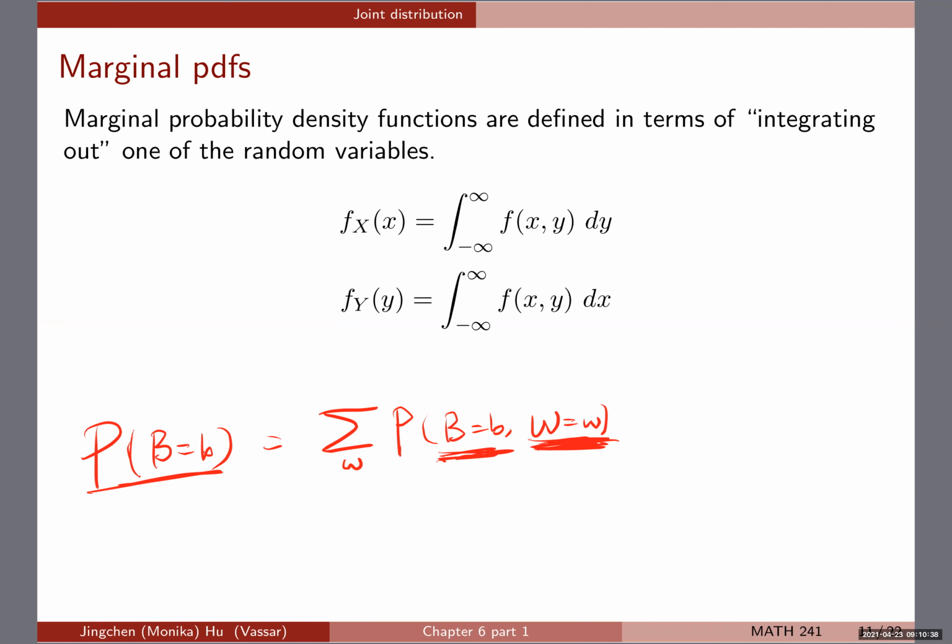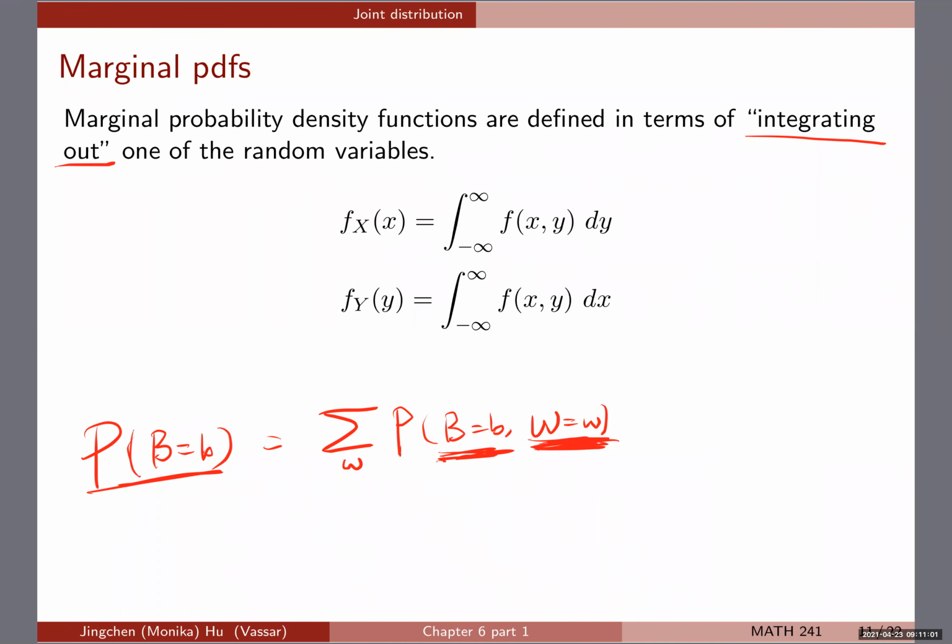So here we have something very analogous. But as you know already, for anything with continuous random variables, we do integration instead of summation. So here, marginal probability density functions are defined in terms of integrating out one of the random variables, or integrating out the other one.